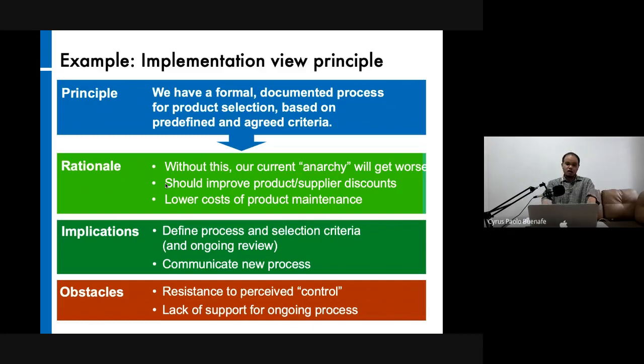What are the implications here? Well, in order for this to happen, you need to define the process and selection criteria, maybe ongoing review, and then communicate the new process. So this is what's needed in order for this principle to happen. Now, what are the risks? What's perceived to be obstacles here? Well, resistance to perceived control and the lack of support for the ongoing process. I mean, that's a potential risk in order for the principle to come true.